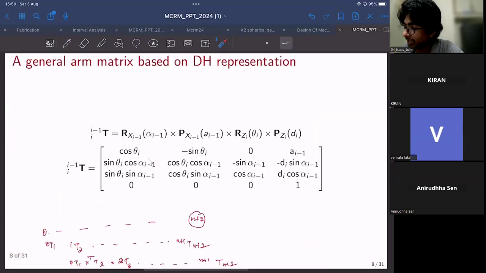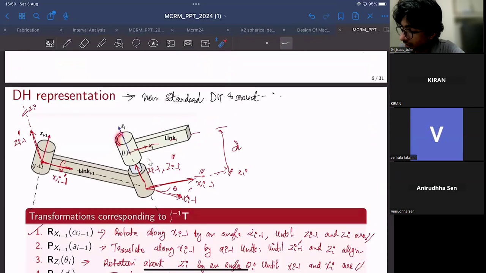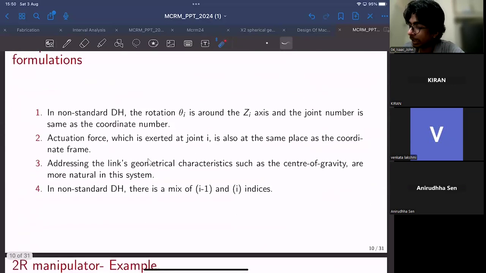For example, in the non-standard case, if you treat this as joint i associated with link i, the frame number is also going to be i. But that is not the case for the standard representation. The frame number, or the coordinate number, would always be one less than the joint number. You only need to know the difference. You don't need to study the standard representation because we are not following that in the course. But it's always good to know the important differences between standard and non-standard representation.